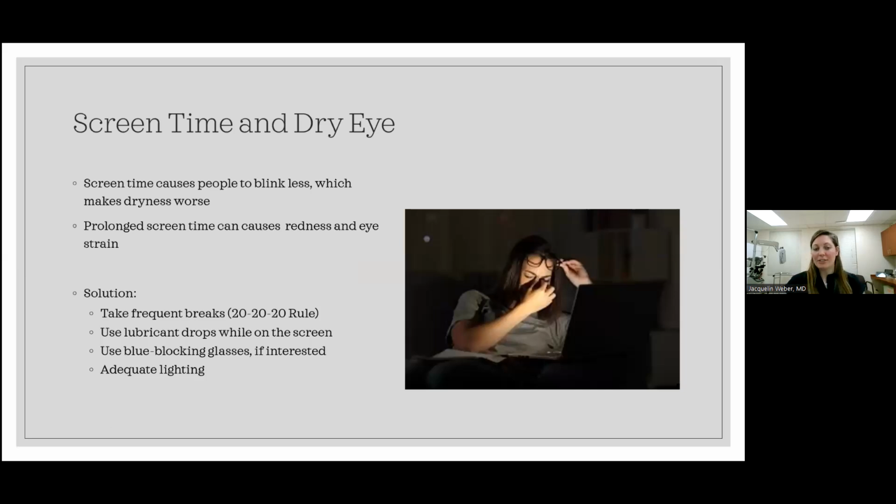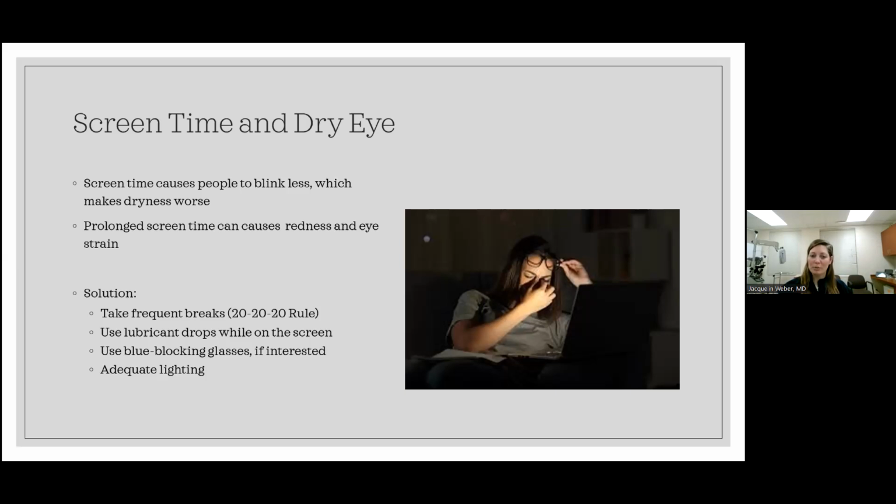So just briefly, to close things down and summarize, we'll also go through some other tips and tricks that you can consider for limiting dryness that's related to screen time. Again, the whole issue is that when you're on the screen, you're not blinking as much, and not blinking as much tends to make the dryness worse. Prolonged screen time can also cause redness or eye strain or headaches. So again, taking frequent breaks from the screens, making sure you're looking 20 feet away for 20 seconds at a time every 20 minutes is going to help make the eyes feel more comfortable.